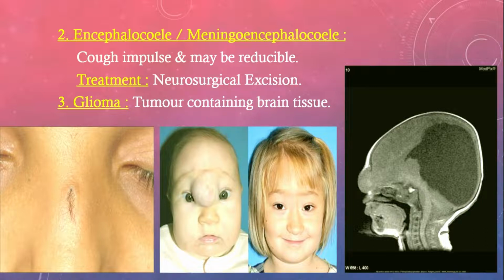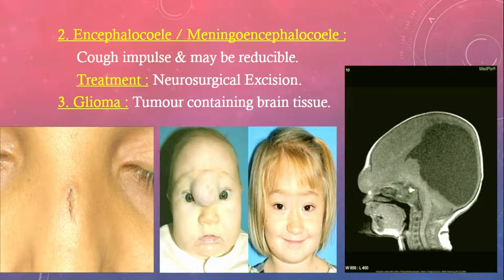Now, the other thing is its treatment. Encephalocele is pure herniation, and meningoencephalocele is the dura mater coming down in the form of a polyp inside the nasal cavity, with or without some brain tissue in the swelling. Now, the third thing is glioma.